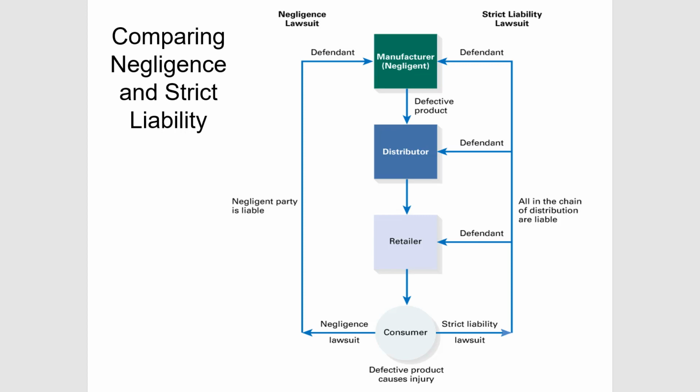Looking at negligence and strict liability in graph form, you see on the left side of this graph here, if there is a defective product, we see a direct line between the consumer filing a negligence lawsuit against the manufacturer, the person who negligently manufactured that defective product. On the strict liability side of the graph, you can see that the consumer can sue the manufacturer, but they can also sue the distributor, the retailer, whoever else is in that chain of distribution.